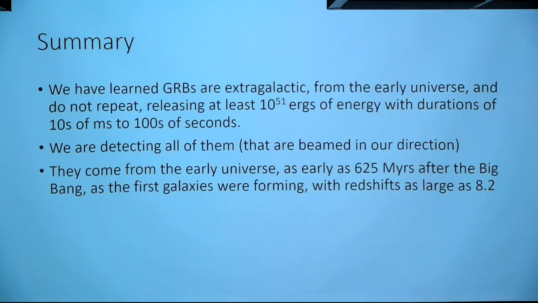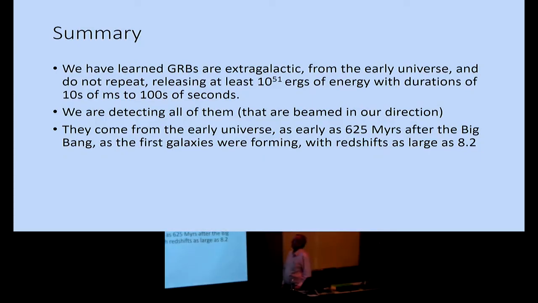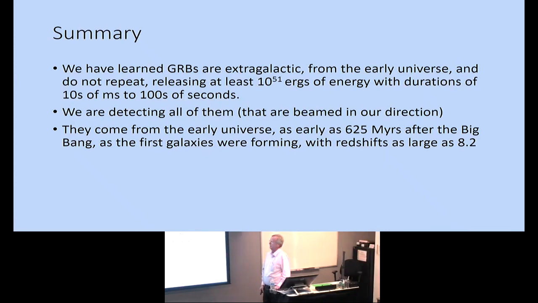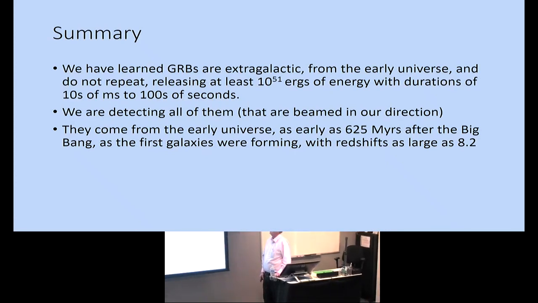So in summary, we've learned gamma ray bursts are extragalactic from the early universe and do not repeat, releasing at least 10 to 51 ergs of energy with durations of 10 milliseconds to hundreds of seconds. We're detecting all of them that are beamed in our direction, and they come from the early universe as early as 625 million years after the Big Bang. That's when the first galaxies are forming, with redshifts as large as 8.2. So thank you.